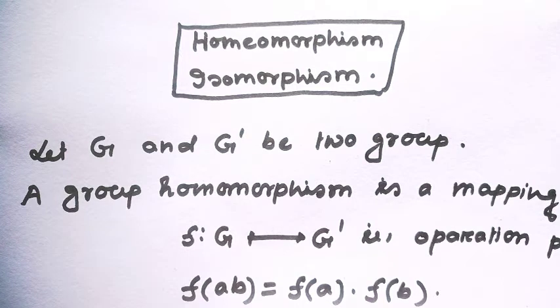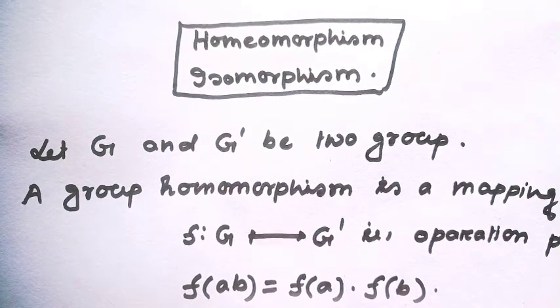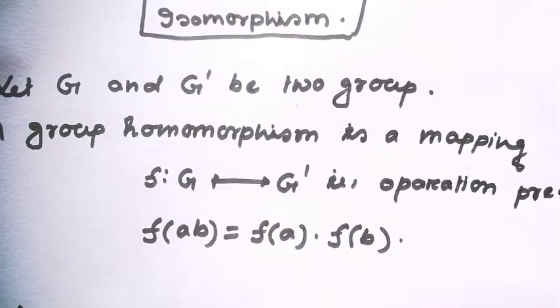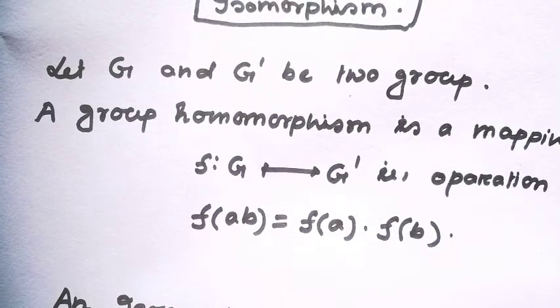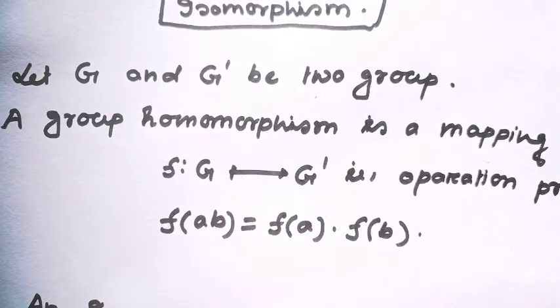In the previous video I discussed group homomorphism, and we saw that it is an algebraic structure preserving map. Here all operations will be preserved. This is the group homomorphism, which I discussed elaborately in my previous video.